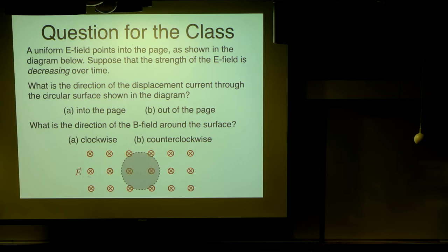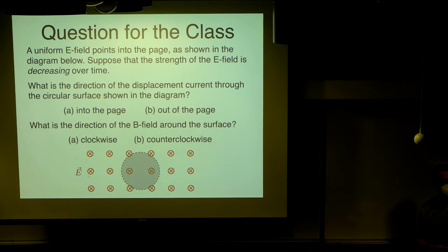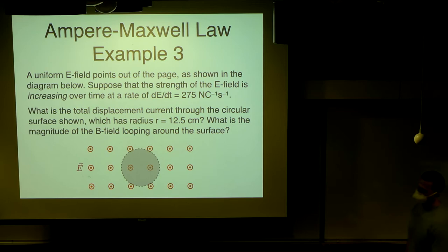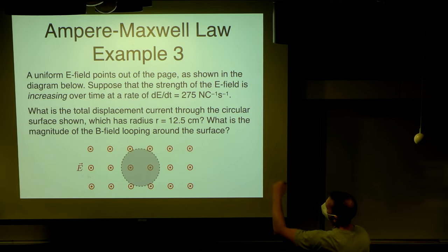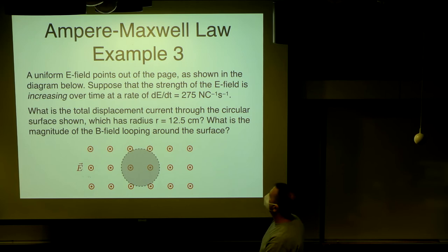So any questions on these two examples? Hopefully pretty straightforward. Okay, so let's do another example. Actually quite similar to what we just did, except now we're going to calculate something. So here's the situation. We have a uniform E field, which is pointing out towards us, out of the page.